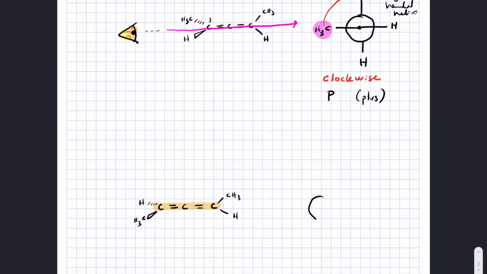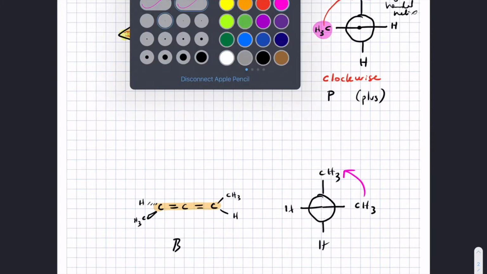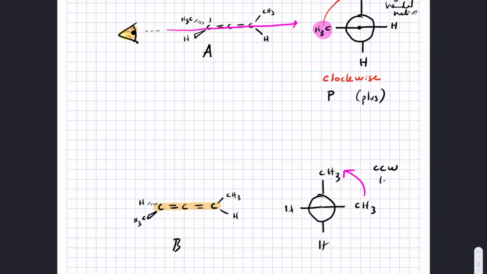If we do the same thing for the other enantiomer B, again, we'll see that going from the methyl in the front to the methyl in the back is counterclockwise or to the left, and for us that's going to be in the minus direction. I'm really sorry because I realize that in the math and physics world and with polar coordinates, counterclockwise is positive, but I didn't make up the rules.